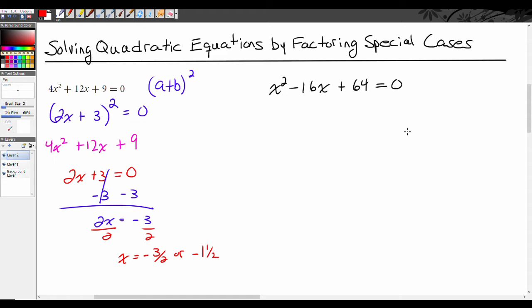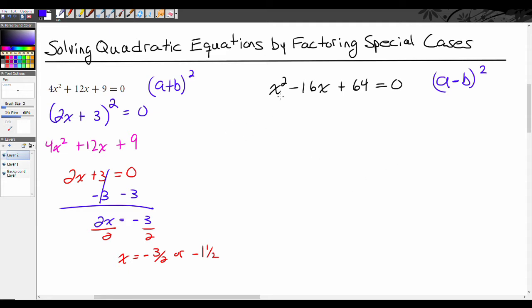All right, let's take a look at our next example. If you think you get it, pause it and try to solve it on your own. So, is x squared a perfect square? Yes. Is 64 a perfect square? Yes. My middle term is negative. What does this tell me? That it most probably is an a minus b squared.